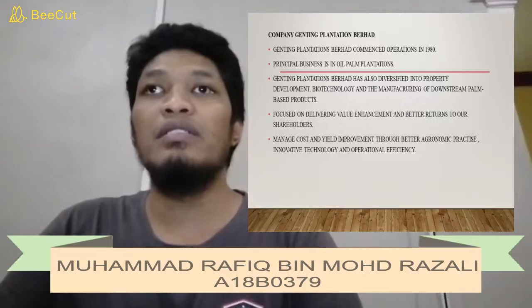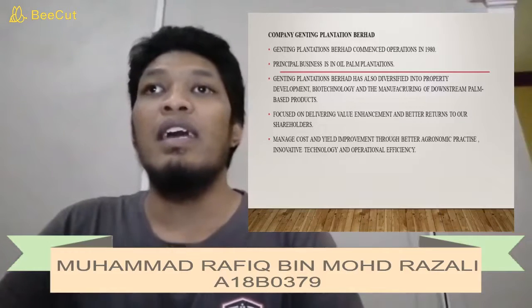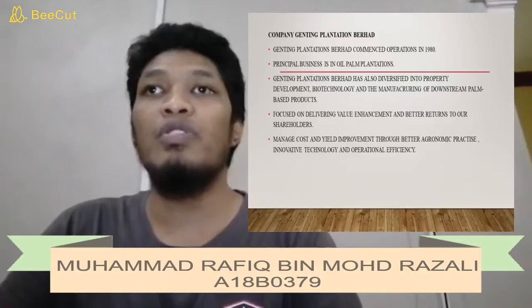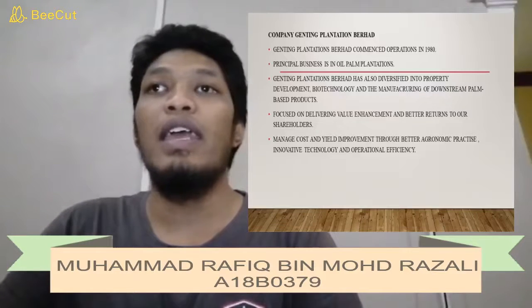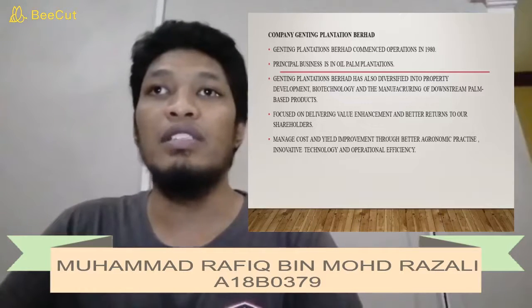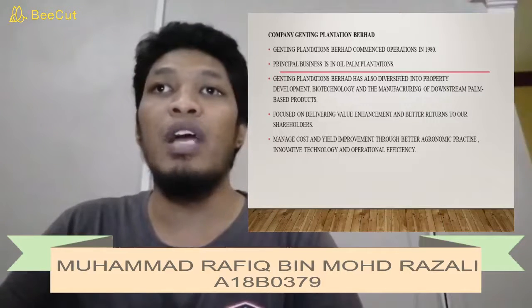Genting Plantations Berhad commenced operation in 1980, and its principal business is in oil palm plantations. As of 31st December 2019, the group has a land bank of approximately 242,000 hectares, where about 64,600 hectares are located in Malaysia and some 178,200 hectares in Indonesia. Genting Plantation Berhad has also diversified into property development, biotechnology and the manufacturing of downstream palm-based products.